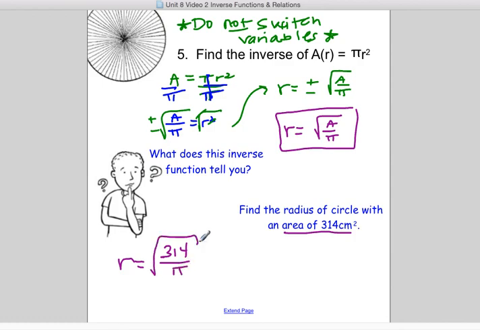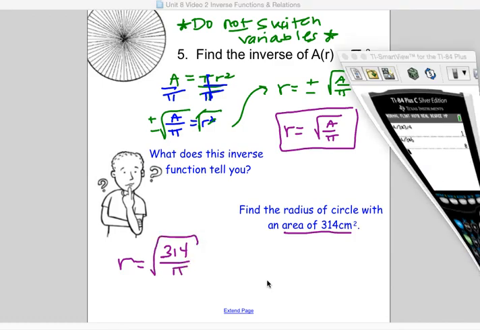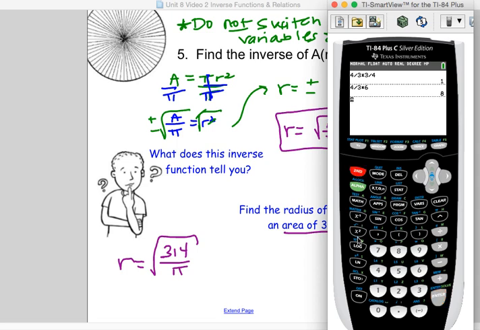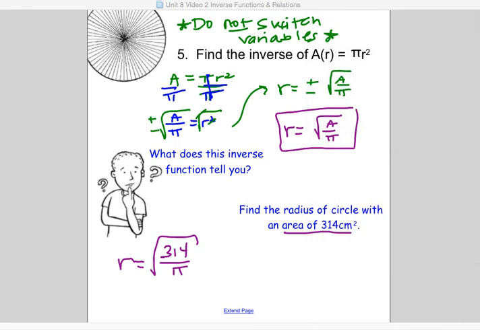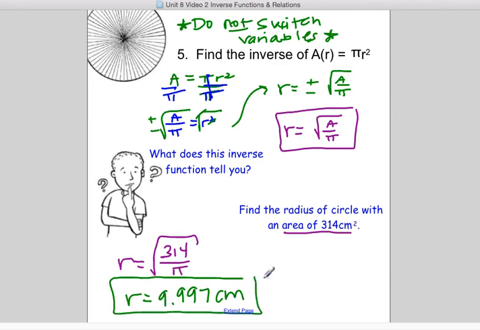Take the square root of it. On your calculator, we go second square root, 314 divided by second pi, which is right here above this, and hit enter. I would round to 3 decimal places, so this 4 tells me to leave the 7. It's 9.997, and I would label it centimeters. So that is my radius for this problem.